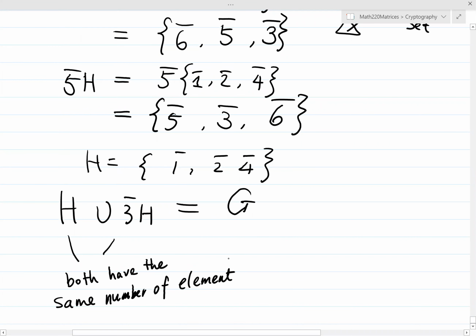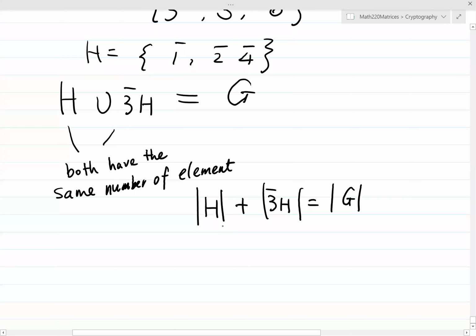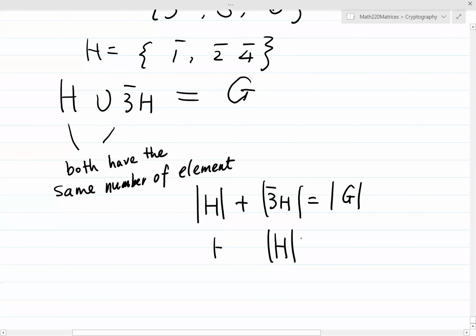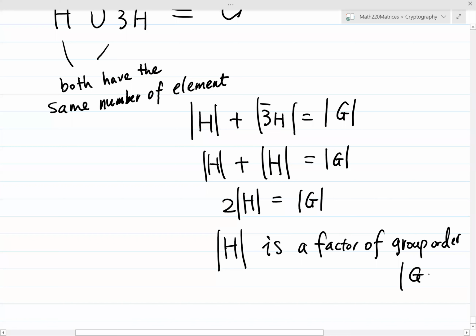Because they have a bijection. So the order of H plus the order of 3 bar H is equal to the order of G. This coset has the same order as H. So the number of elements of H plus the number of elements of H is G. So twice the order of H is the group order G. So the number of elements in H is a divisor, a factor, of the group order.